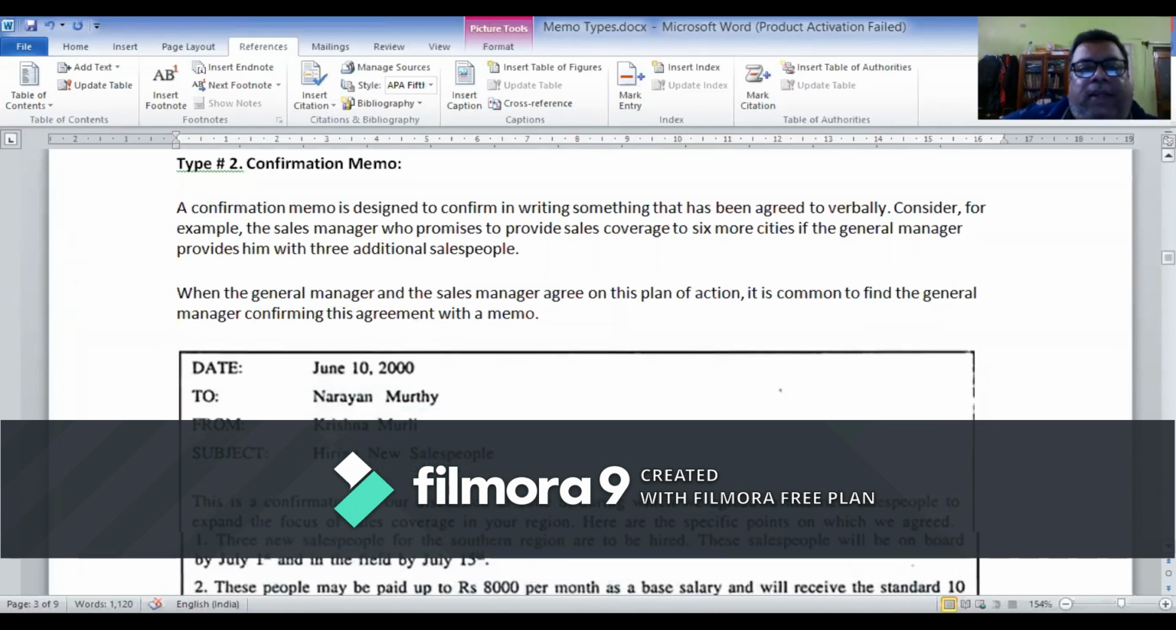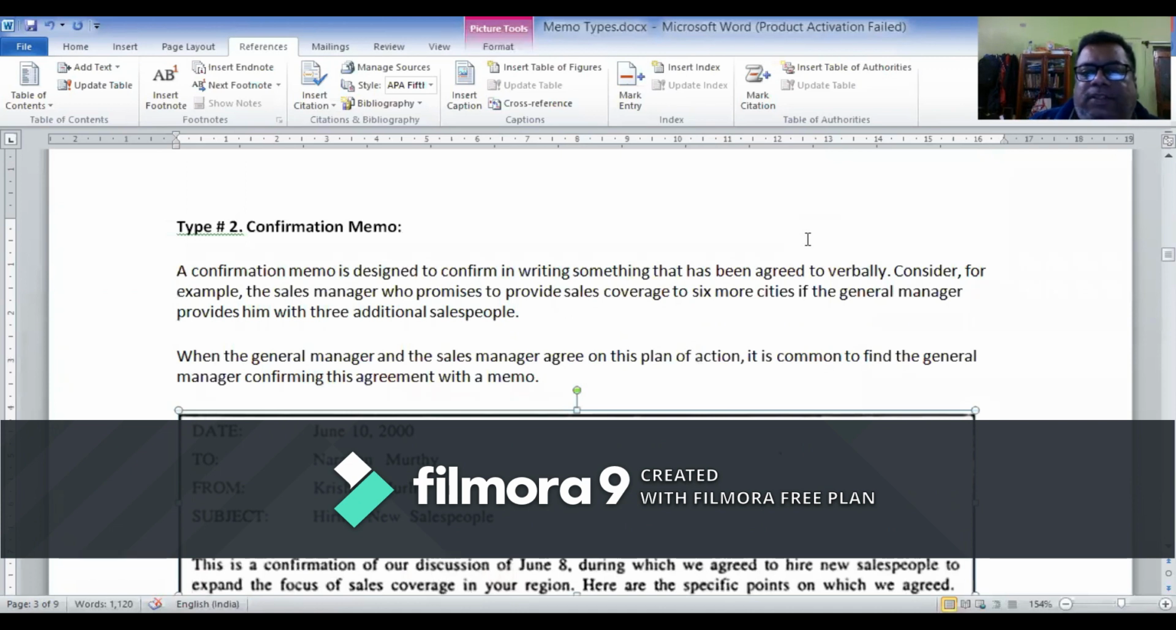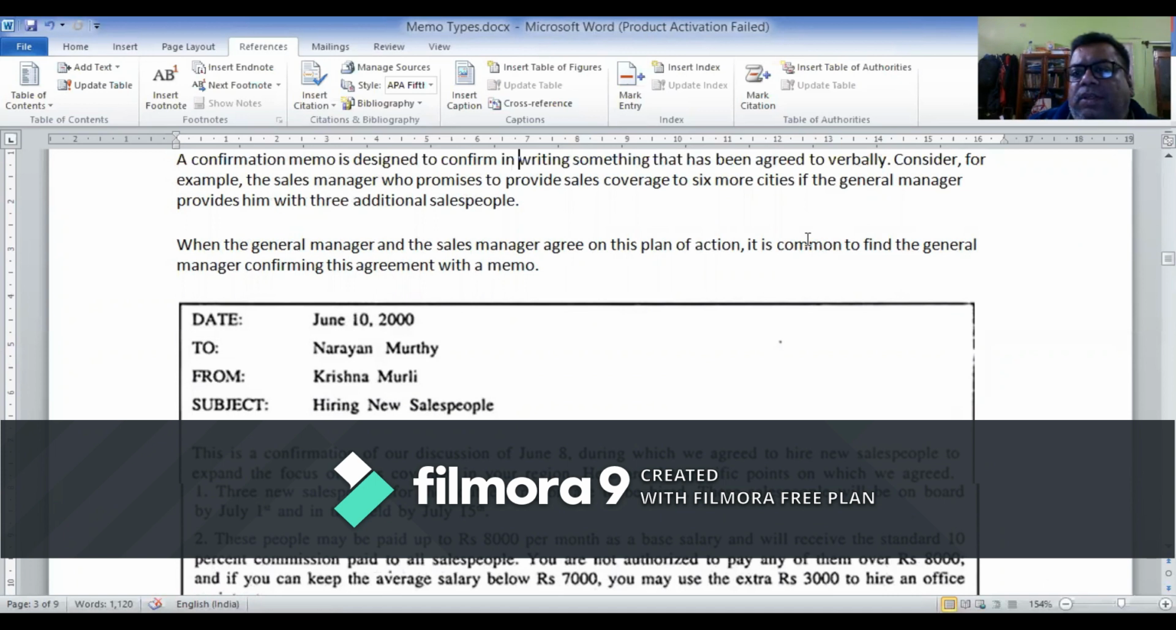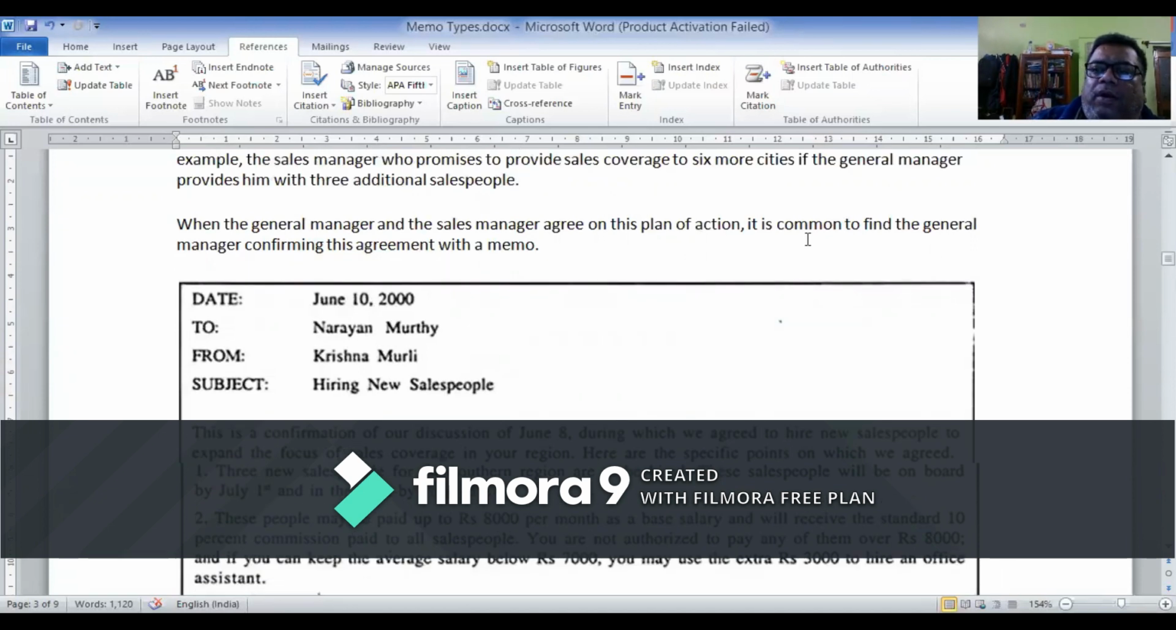Right. Now let us take a look at another kind of memo, and this is what we call the confirmation memo. It is designed to confirm in writing something that has been agreed verbally. For example, we may take the case of, let's say, a general manager or a sales manager who promises to provide sales coverage to 6 other cities. But for this, he requires the support of more people, more salespeople. Okay, so he needs to therefore get this approved or confirmed from the general manager. Right? So when the general manager and the sales manager agree on this plan, it makes sense that there is a confirmatory memo so that people are on the same line.